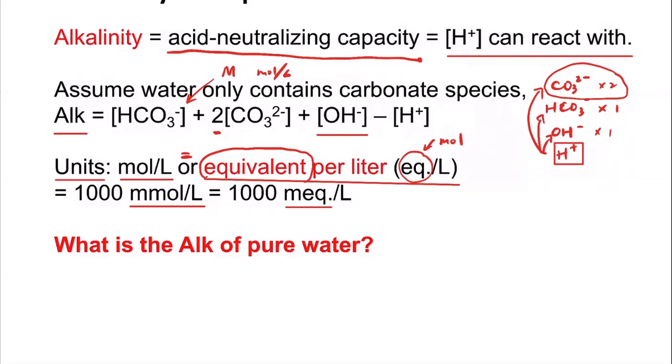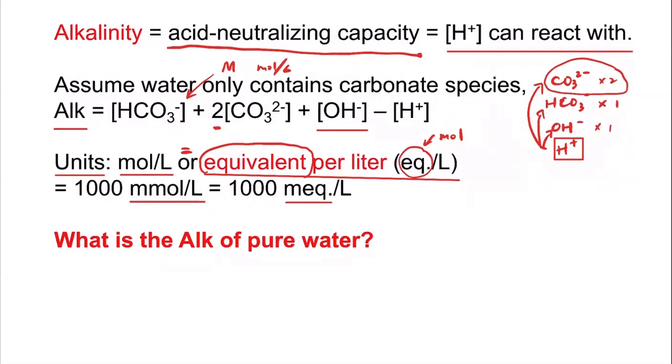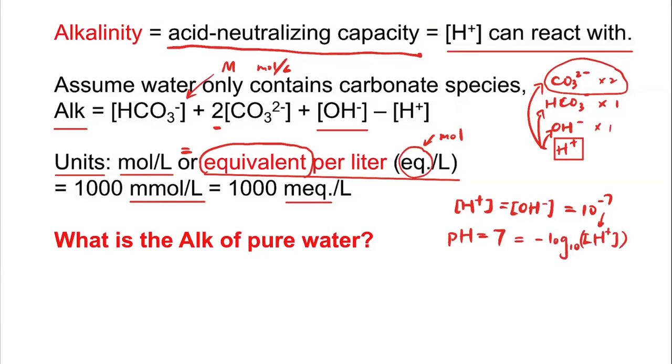It's just the concentration of the hydrogen and OH ions in the pure water is 10 to the negative 7, okay? So that's why pH is equal to 7, because you just take the negative log base 10 of the hydrogen ion concentration. If you plug this in, that's going to be 7. But this is pH, and here we're talking about alkalinity.